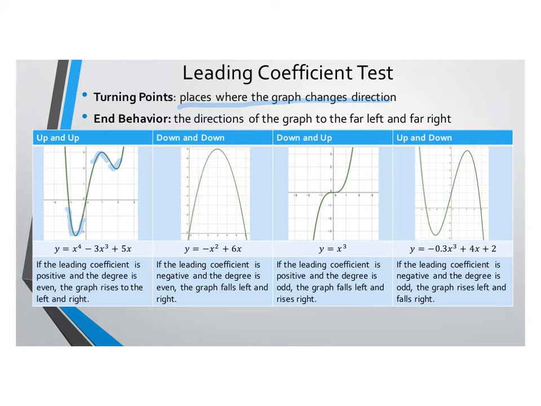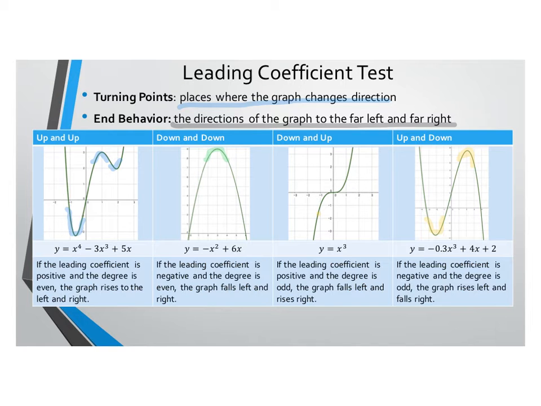Notice the picture second to the left has one turning point. So does this one. This one doesn't really have any turning point. And then notice this one, we have one turning point, two turning points, okay? Now, end behavior: these are the directions of the graph to the far left and to the far right.